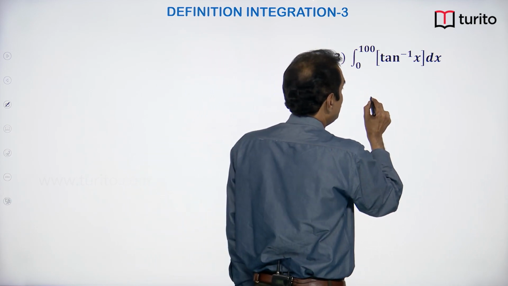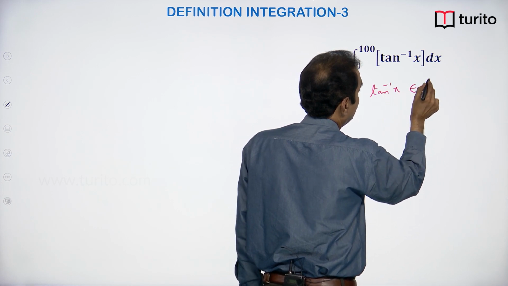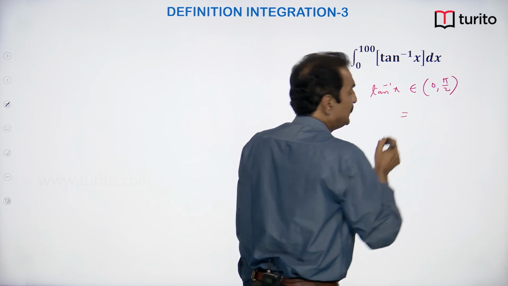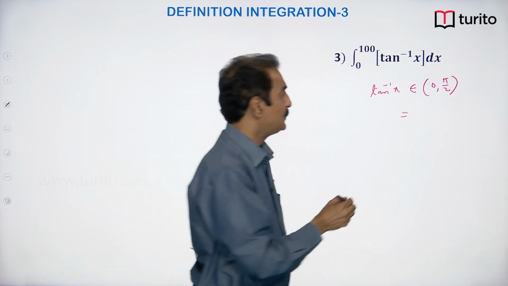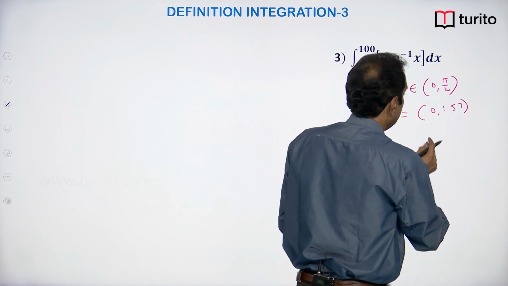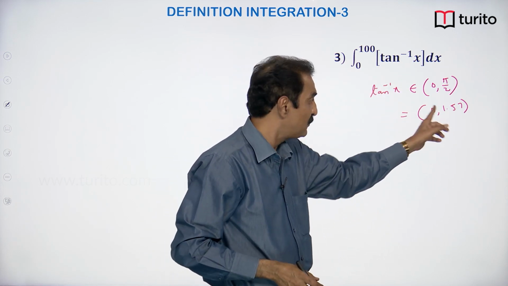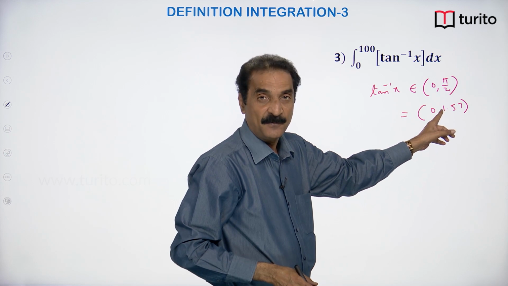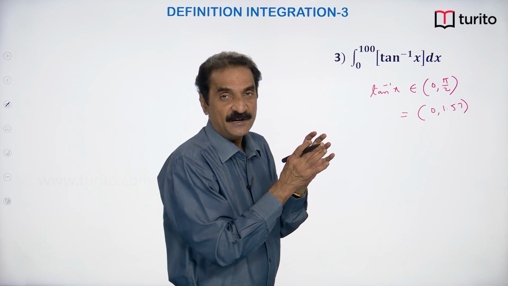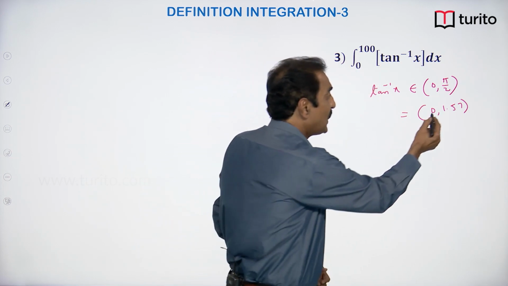So, tan inverse x belongs to 0 to pi by 2. If you take the approximate value of pi by 2, it is 0 to 1.57. Now, its integral part will be 0 when it lies between 0 and 1, and the integral part will be 1 when it lies between 1 and 1.5. So, we have to integrate it in two parts. We have to break this integral at 1.